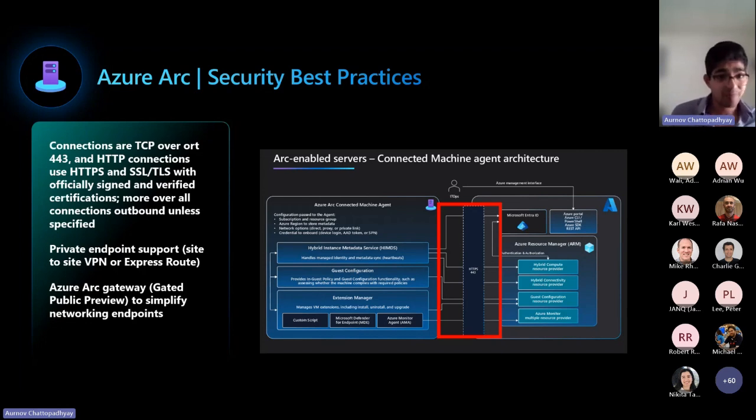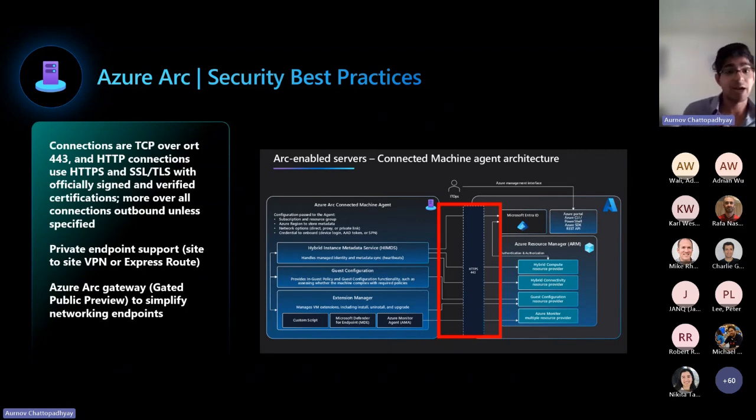Like you're already aware, we do have support for Private Link, for private endpoint, site-to-site VPN, or ExpressRoute for customers that want to keep all of their traffic in the Azure backbone. Additionally, we have the Azure Arc Gateway, where we're reducing a lot of the networking endpoints, like you learned about from Jalen in an earlier community call, and that's currently in gated public preview.